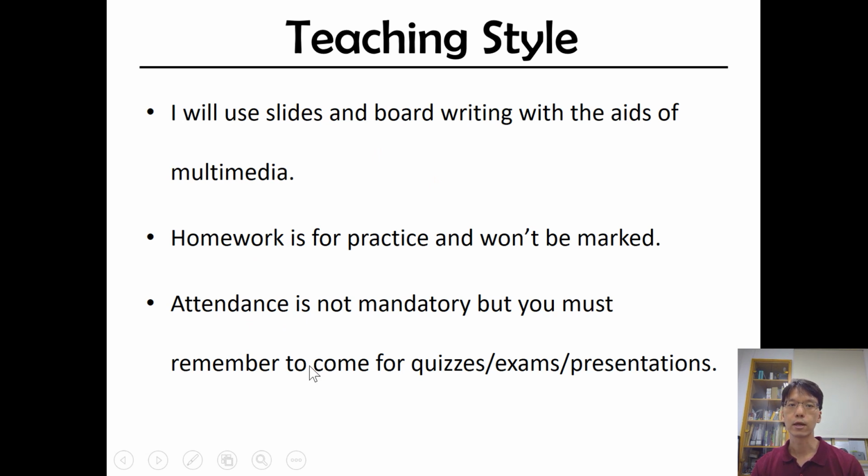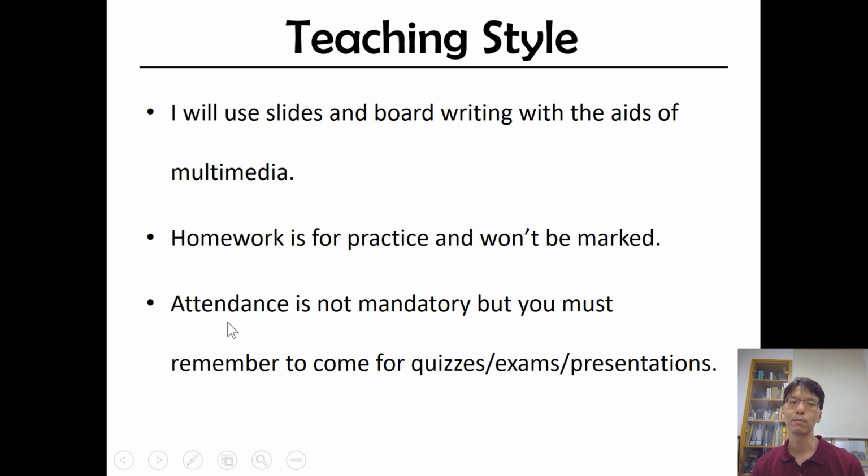So my teaching style, I will mainly use slides and board writing. Sometimes I will show you some video to demonstrate the motion of some mechanisms. So that will help you to understand how a mechanism works. And I will give you some homework, but that's only for you to practice by yourself. So the homework won't be marked.